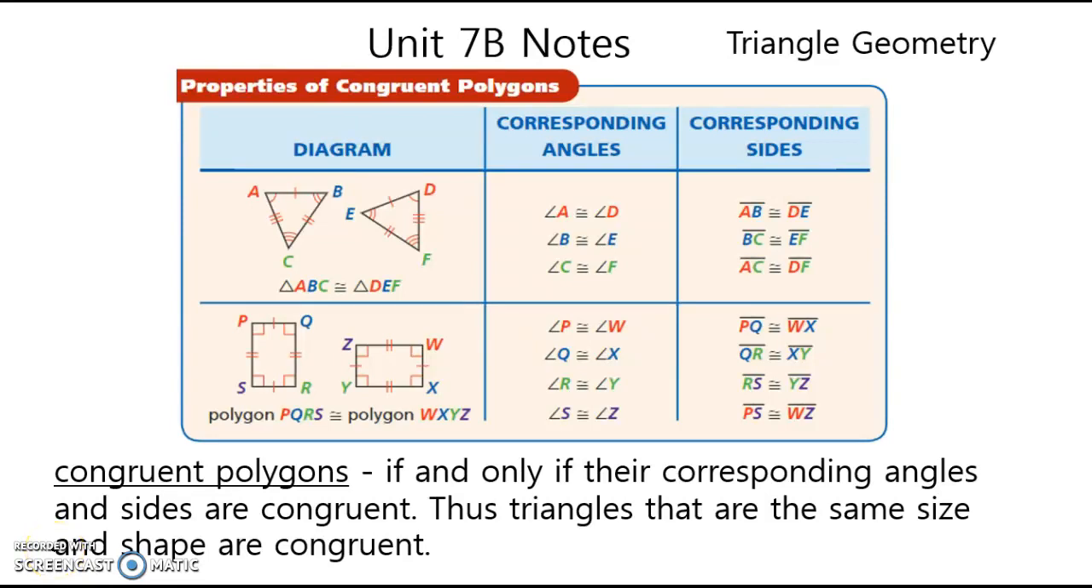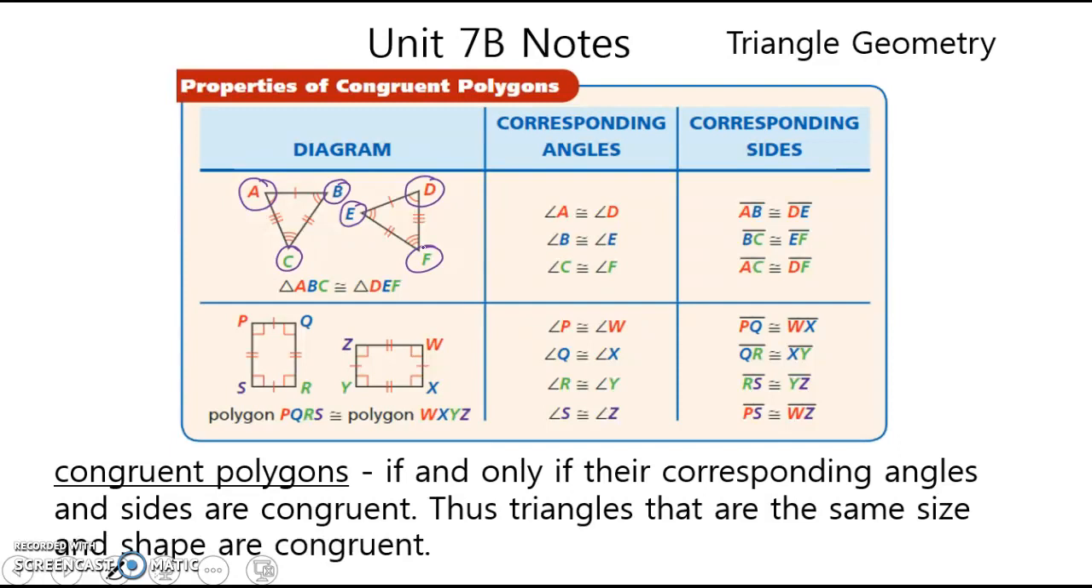We are continuing our Unit 7B notes on triangle geometry. This morning we're talking about congruent polygons. Looking at the chart here of congruent polygons, you can see that A corresponds to D. Why? Because they both have the single arc in the corner. Angle B would then correlate to angle E, and C would correspond with F.